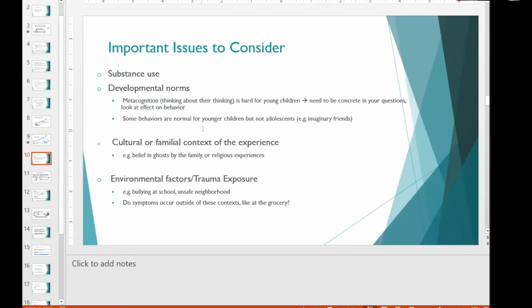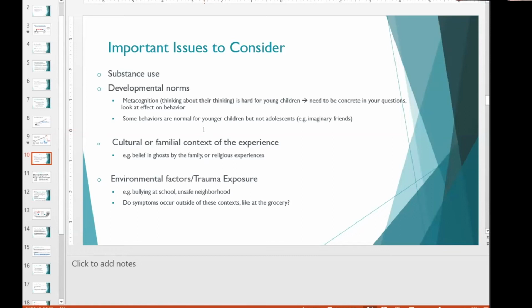I talked about developmental norms and how thinking about this with young kids can be difficult, or individuals with autism spectrum or intellectual disability may be more concrete. So these are some of the things we take into account. We also really consider cultural and familial context. What is the larger context in which this person is experiencing this? And this is, again, where I stress how having family and loved ones in the assessment process and the treatment process is so important. And then we talk about environmental factors and trauma exposure.